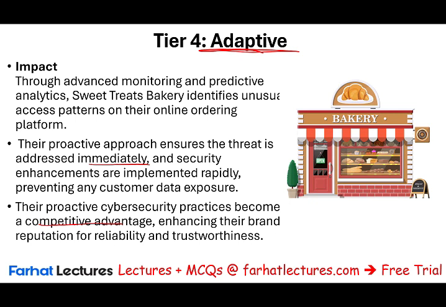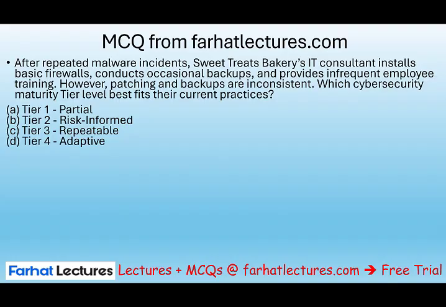Now let's take a look at a multiple choice question. So after repeated malware incidents, Sweet Treat Bakery's IT consultant installed basic firewalls, conducted occasional backup, and provided infrequent employee training. However, patching and backup are inconsistent. Which cybersecurity maturity tier level best fits their current practices? So they're giving you a scenario, and we just talked about Sweet Treats Bakery. Yummy, yummy. So based on the scenario, are they partial, risk-informed, repeatable, or adaptive?